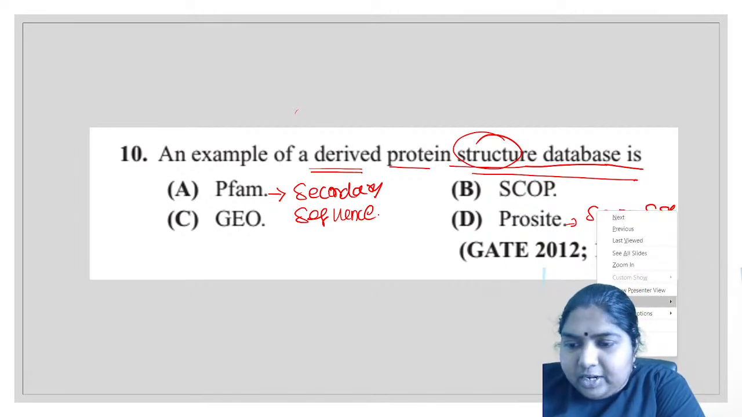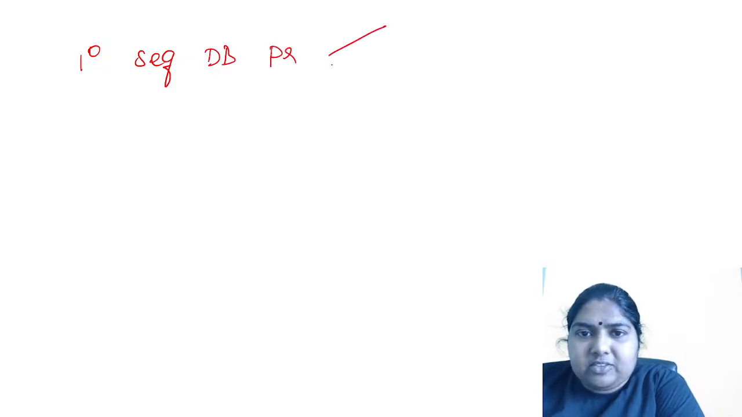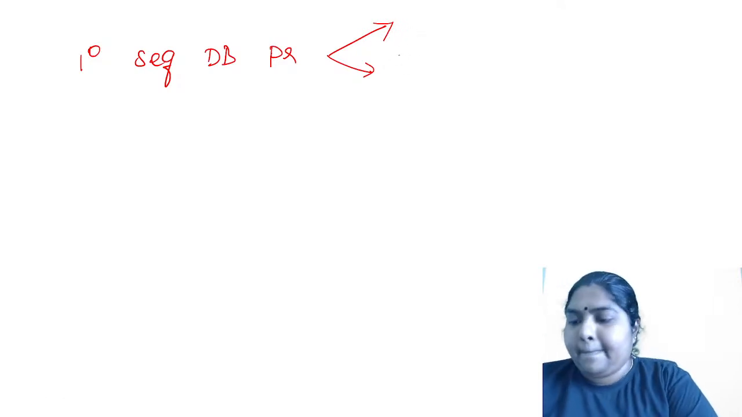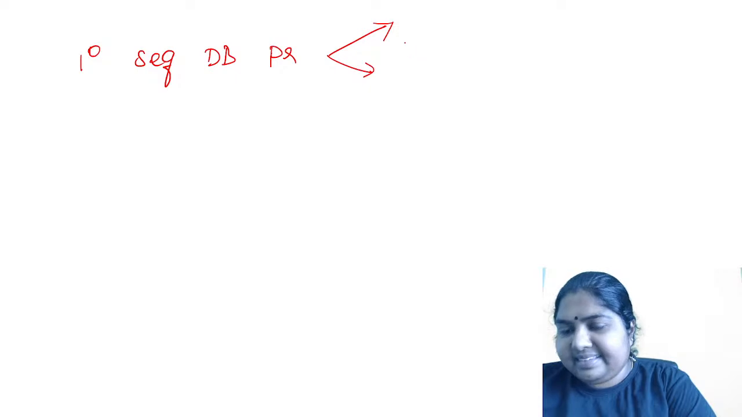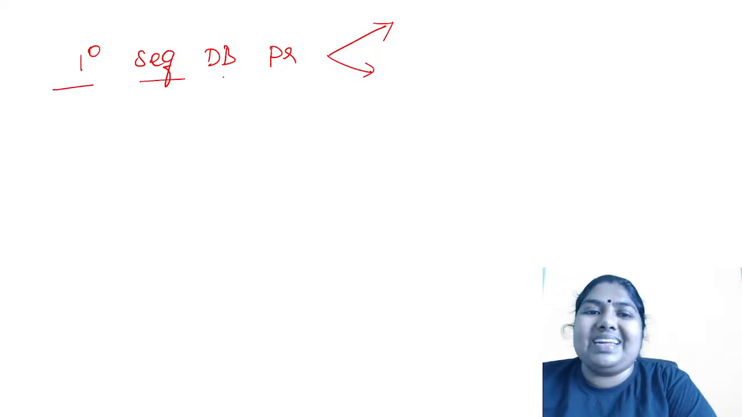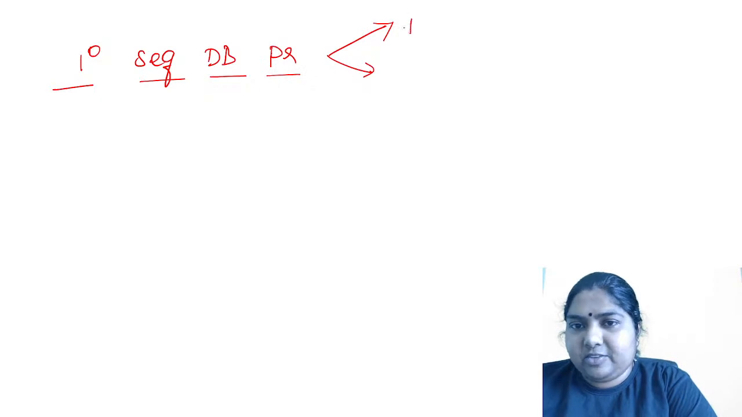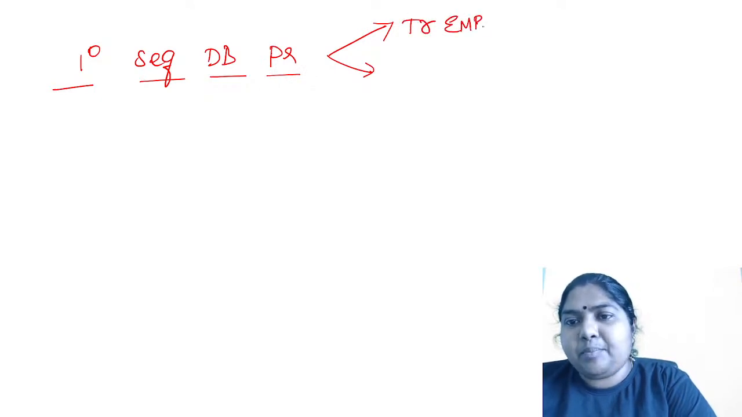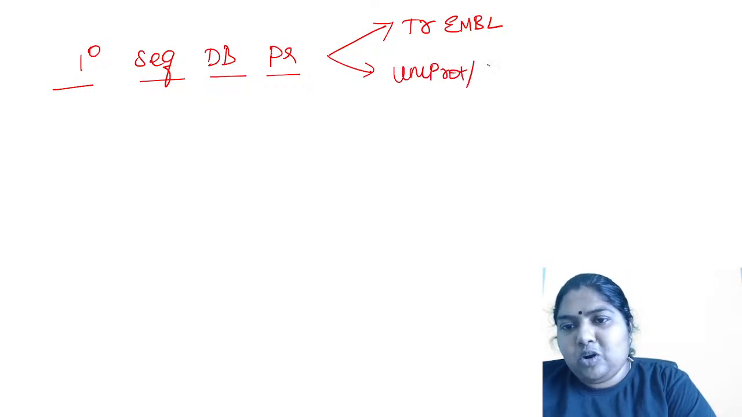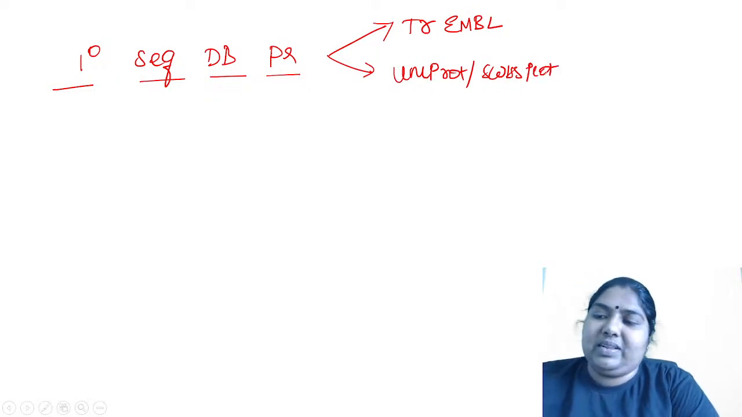Okay. So now I will just ask the question and fill the slide. Primary sequence database of protein. It is going to include two. What are they? Fast, we are going to fill the table. It is going to be TREMBL as well as your UniProt or Swiss Prot, whatever you call it. That is fantastic. It is the primary sequence database.